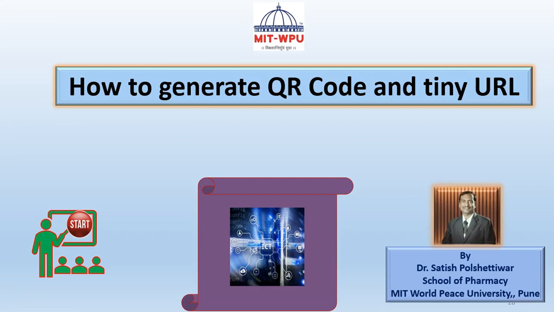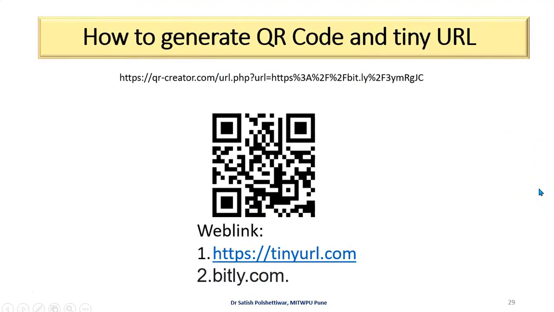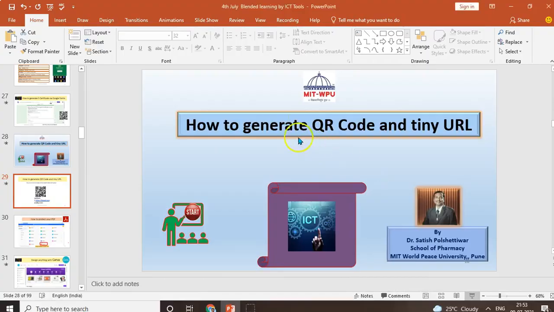Let us understand how to generate this very fascinating kind of QR code and tiny URL with web-based tools. There are multiple websites, multiple free web links available where we can generate these QR codes. The first website that I'm going to tell you is qrcreator.com. For creating a tiny URL we can visit tinyurl.com or bit.ly. There are multiple websites. Today I am just exploring qrcreator.com. Okay, let's visit this website.